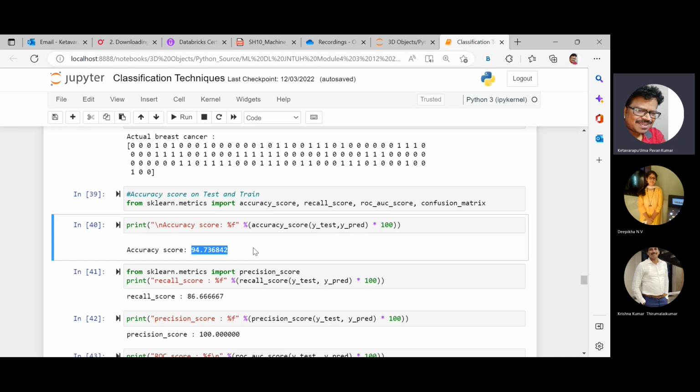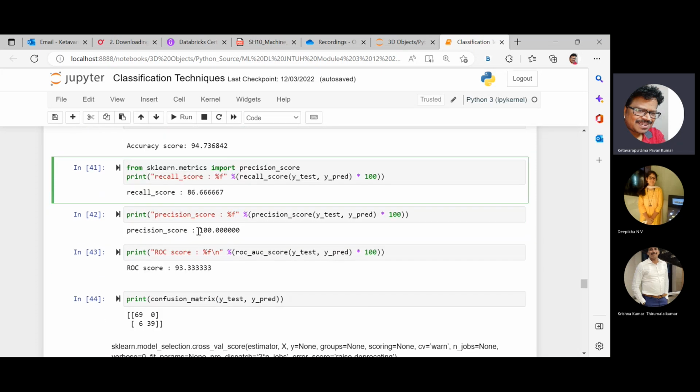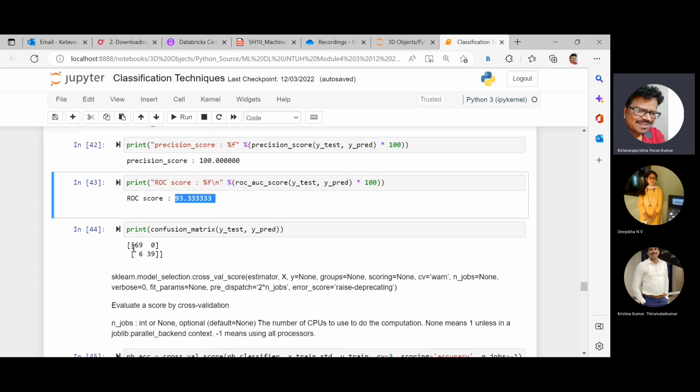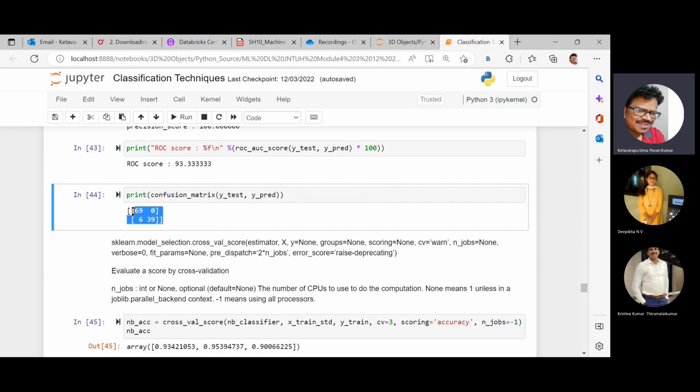In this particular case, both KNN and naive Bayes registered almost similar accuracy. The precision score is good for naive Bayes compared with KNN, and the ROC value is also 93.33. Similarly, in the confusion matrix we get the same approach. Only six misclassifications happened in the case of naive Bayes.